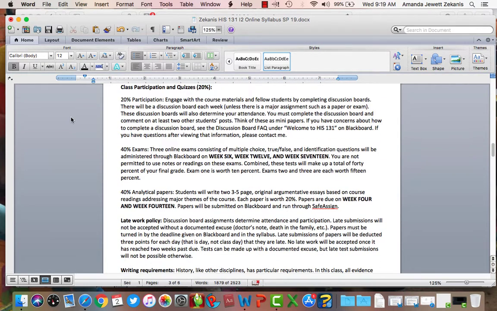Grading, the thing you're probably most interested in. So the first thing is participation. That is 20% of your grade. You are going to be graded on participation through discussion boards. So every week that you do not have a test or a paper, you will have a discussion board. And they're sort of like mini papers. You are going to respond to questions, and then you're going to comment on at least 2 other students' posts, and I'll be commenting on threads as well. So it's just a big conversation.